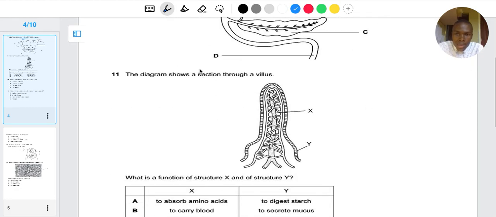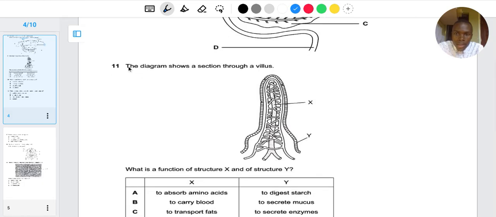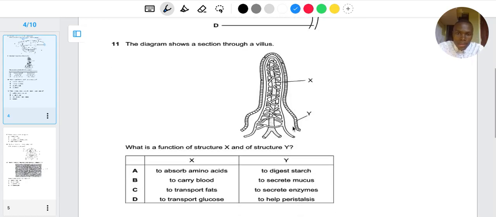Then we have the next question, which is saying the diagram shows a section through a villus. These villi are found in the small intestine. To be specific, they are found in the ileum and other parts like the jejunum. Okay, so we have part X, which is called the lacteal. So this part here is called the lacteal, and then this part is called the epithelium.